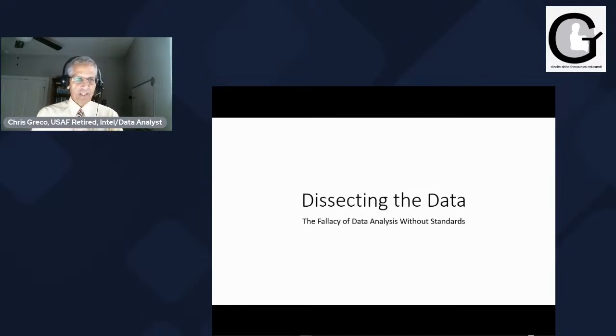We'll be talking about different types of data, how we work it, how we parse it, how we figure it out, I guess basically is what this show is all about. Today, what we're going to talk about is dissecting the data. We're going to talk about parsing the data, trying to figure out exactly what it is that we want to find, why we want to find it, and how we want to apply that to our question or hypothesis. The subtitle is the fallacy of data analysis without standards. And I think that's where this all comes about.